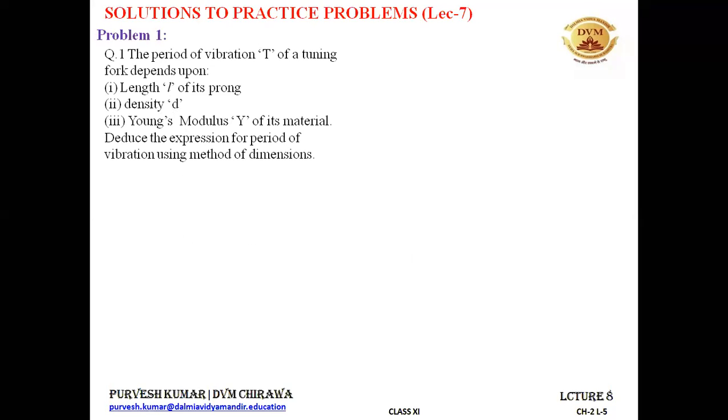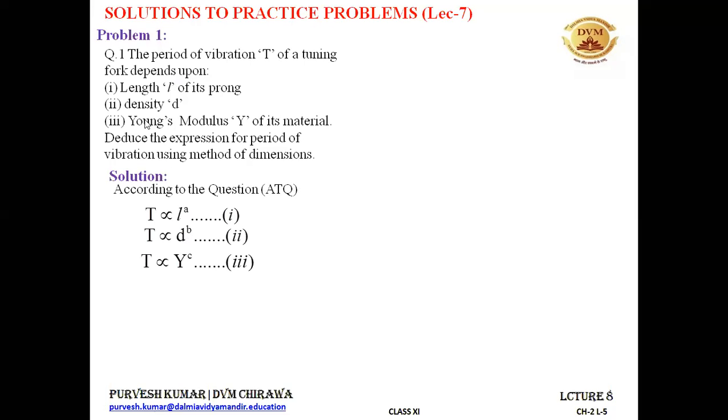First, we need to take the quantity whose formula we need to derive, that is capital T, and it is proportional to L, D, and Y. But we don't know to which powers of L, D, and Y it is proportional. So let's start. According to the question, T is proportional to L to the power A. This is our equation number 1, where L is your length. T is also proportional to D to the power B, where D is your density. And T is also proportional to the Young's modulus Y, having power C. So these are 3 equations that we can write.